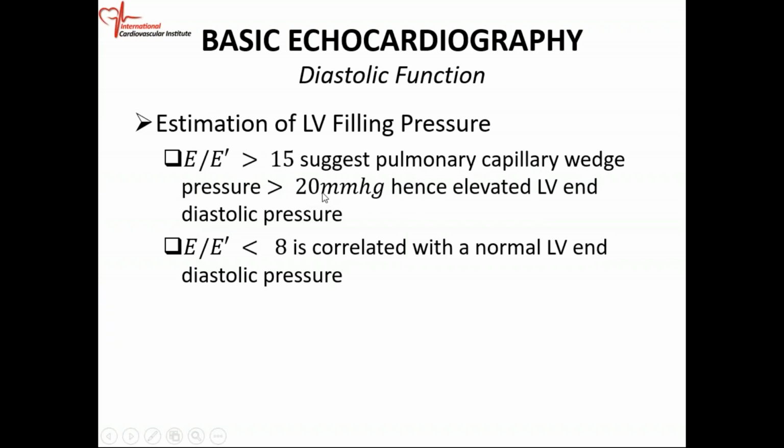All right, so if it's greater than 20, it suggests that it's elevated, and the E/E prime ratio greater than 15 gives us that information without doing anything invasive. An E/E prime ratio less than 8 correlates with a normal pressure in the left ventricle, okay, and left atrium. So if it's less than 8, it suggests that the pressure in the left atrium and left ventricle in diastole is normal.